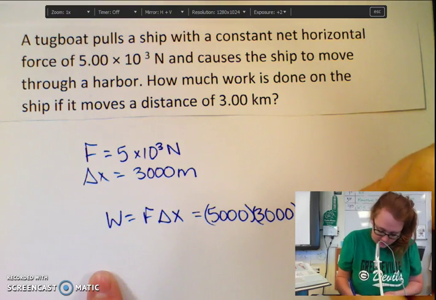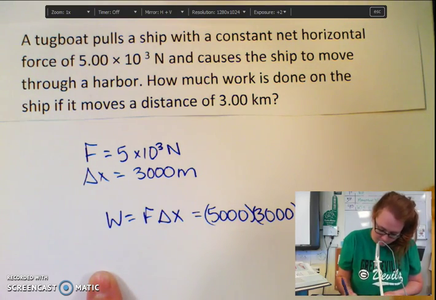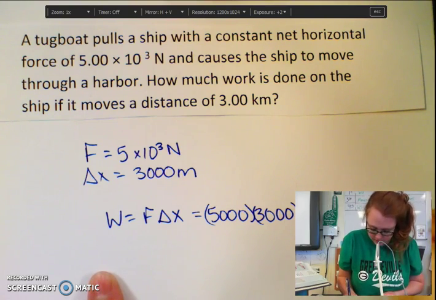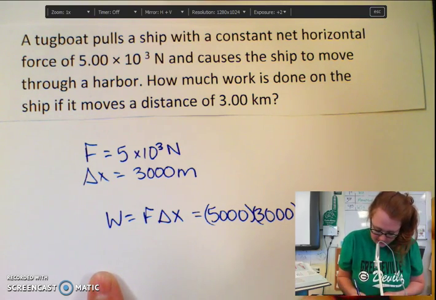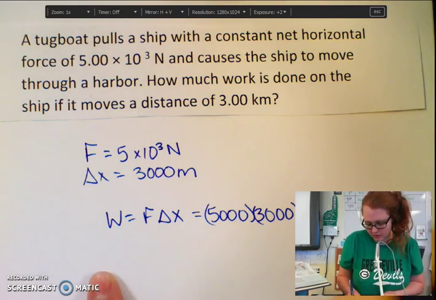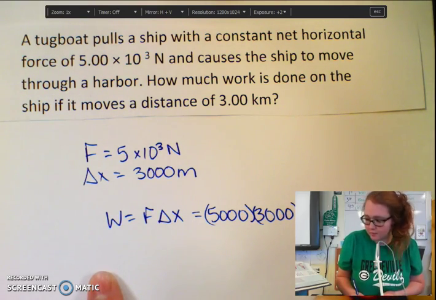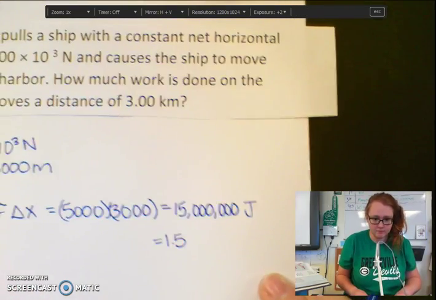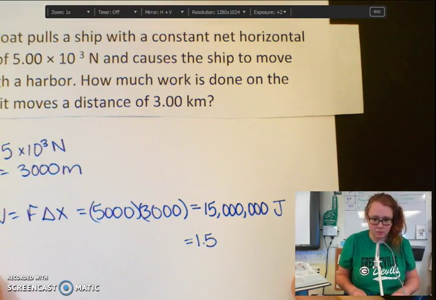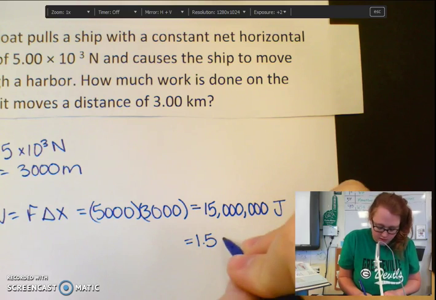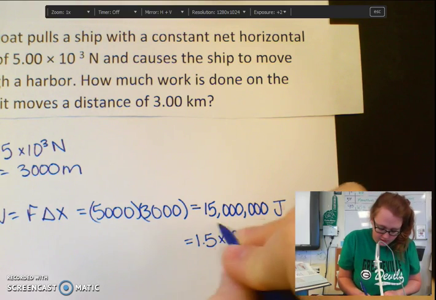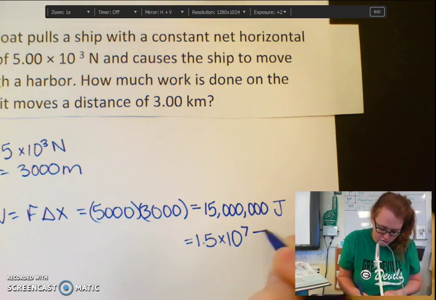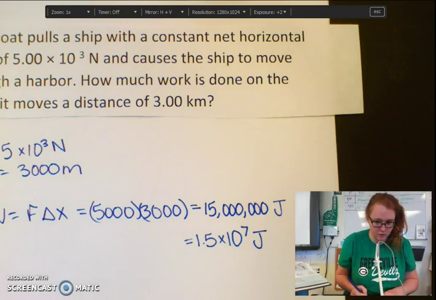We get 15 million, or, now that's joules, let's put that in scientific notation because there are a lot of zeros there: 1.5 times 10 to the 7 joules. And that's the amount of work.